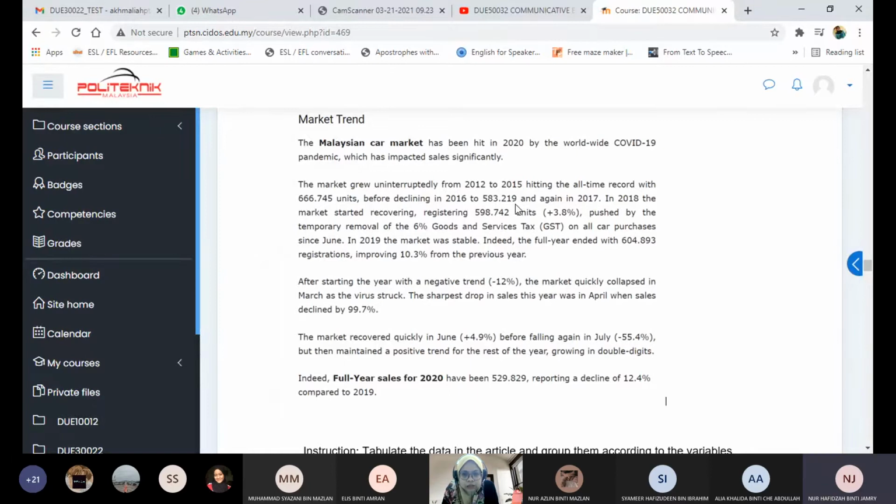GST. Yes. Okay. In 2019, the market was stable. Okay, so kita tahu daripada 2018 dia dah menaik, tapi 2017 dia stable. Stable maksudnya dia static lah. Okay. Indeed, the full year ended with 604.893 registration, improving 10% from the previous year. Okay, tapi kira macam untuk 2019 tu nilai dia berapa?